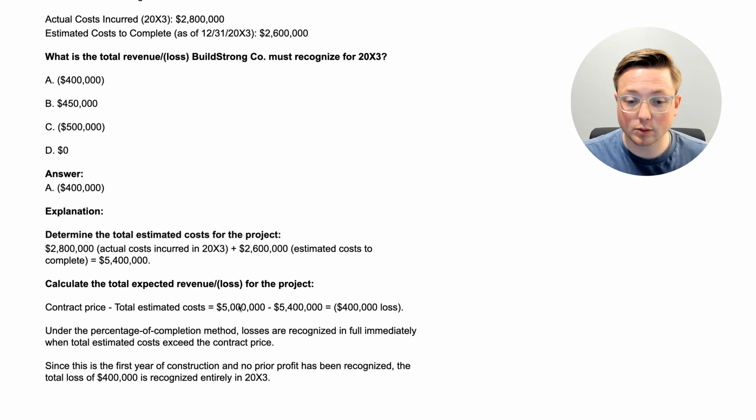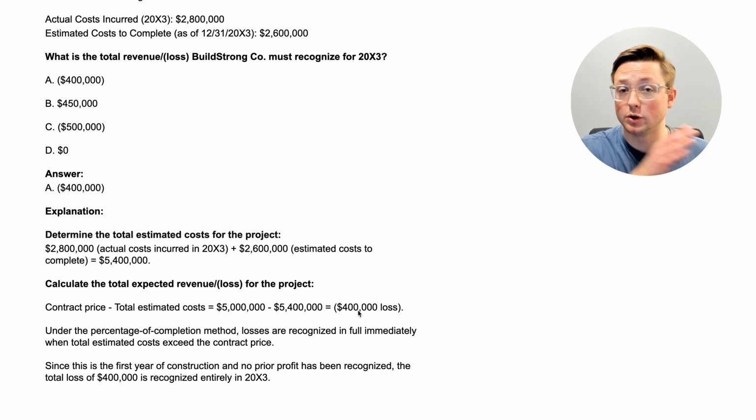The contract price was $5 million. So that's the amount that they are expecting to get from this contract. But they are also estimating right now that they're going to be spending $5,400,000 to finish the project. So they're going to have a $400,000 loss.